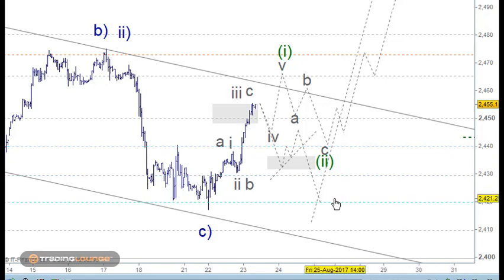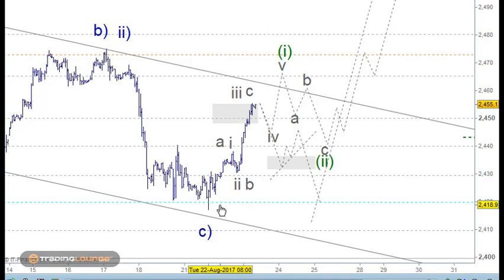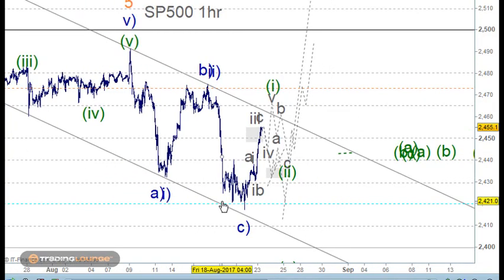So let's control save that. Now I just want to go back to the bigger picture here.